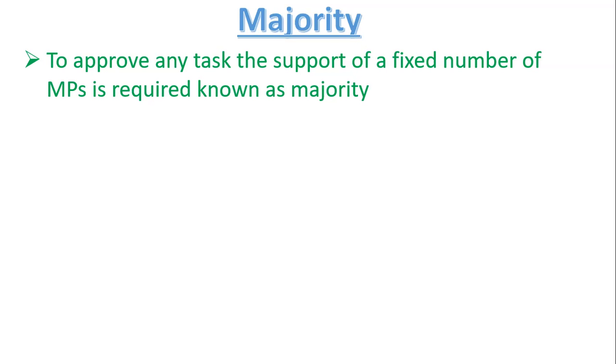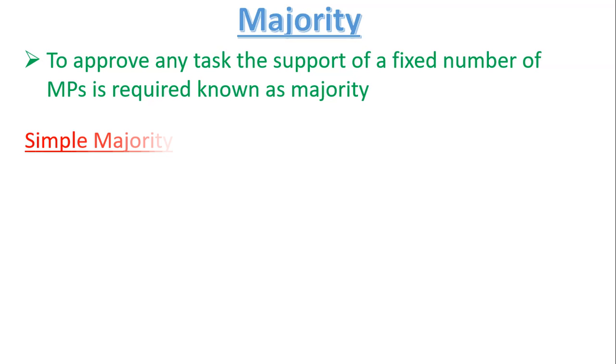So if the bill is supported by 50% plus 1, means if the bill is supported by more number of people. If the bill is supported by 201 members, then the bill will be passed. So what is majority? Majority means to approve any task, the support of a fixed number of MPs, members of parliament, is required. Okay, so to approve any task, any bill, the support of a fixed number of MPs is required, and this is known as the majority.